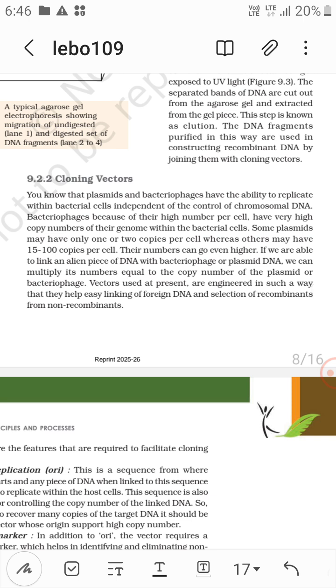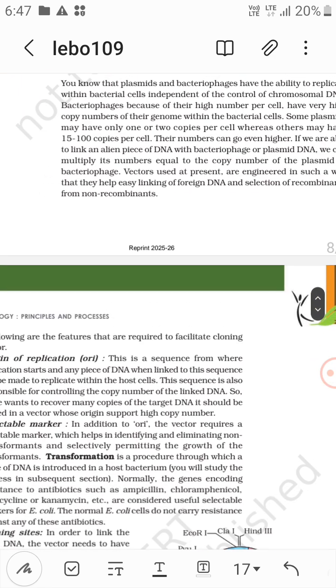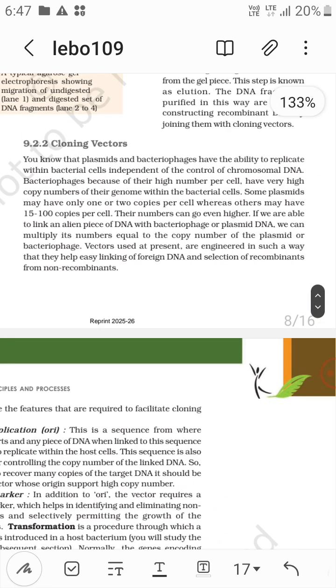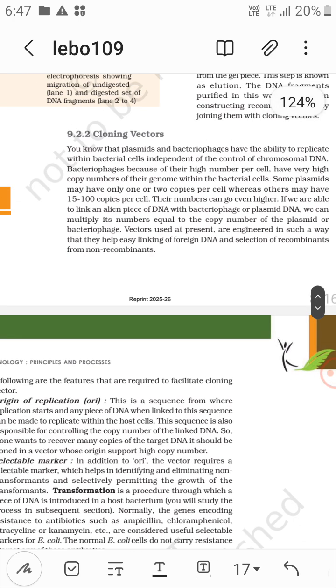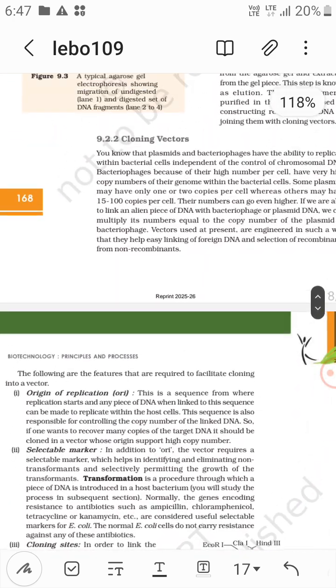Vectors used at present are engineered in such a way that they help easy linking of foreign DNA and selection of recombinants from non-recombinants. So this should be the requirement for the cloning vectors.